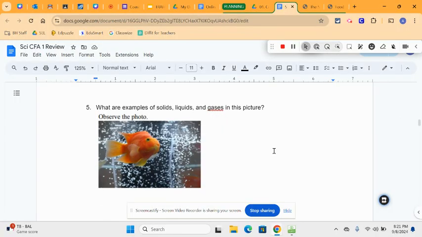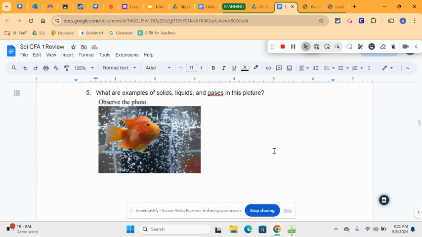Okay, question number 5 says, what are the examples of solids, liquids, and gases in this picture? So you're going to tell me like the solids that I see are this, or the liquids that I see are this, or the gas or gases that I see are this. You're just telling me what the examples are of each one of those.